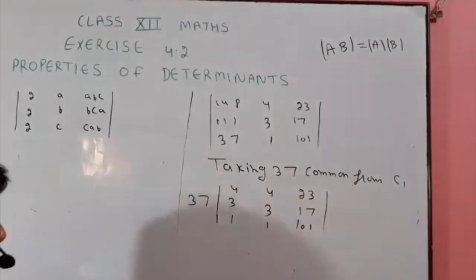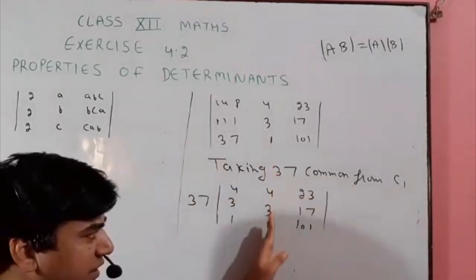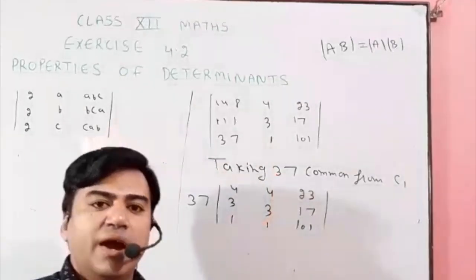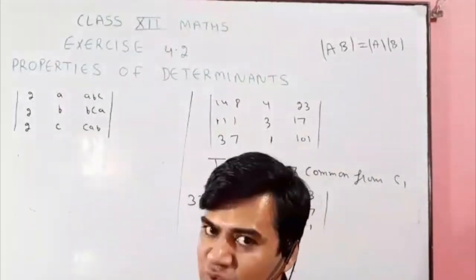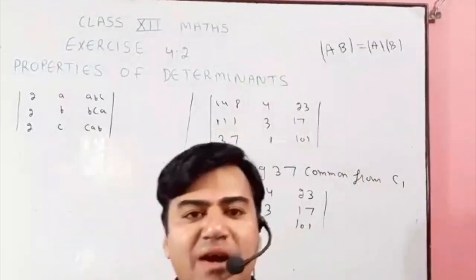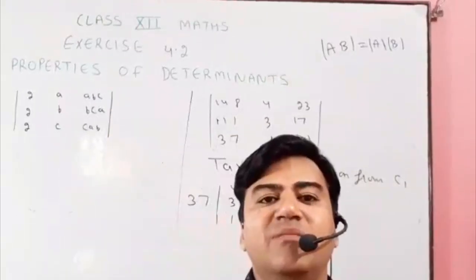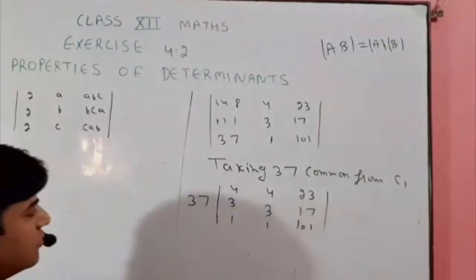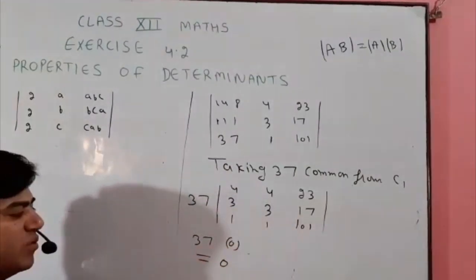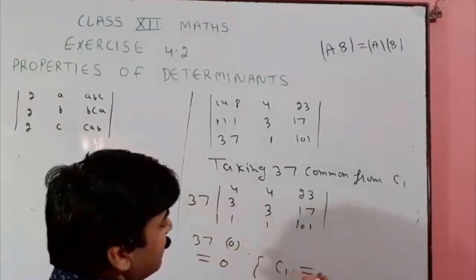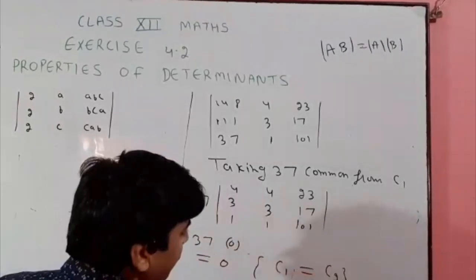You can see first column and second column are same, and according to the third property, if any two rows or two columns are identical, then the value of the determinant is equal to 0. So this is 37 into 0. Your answer is 0 because C1 is same as C2.